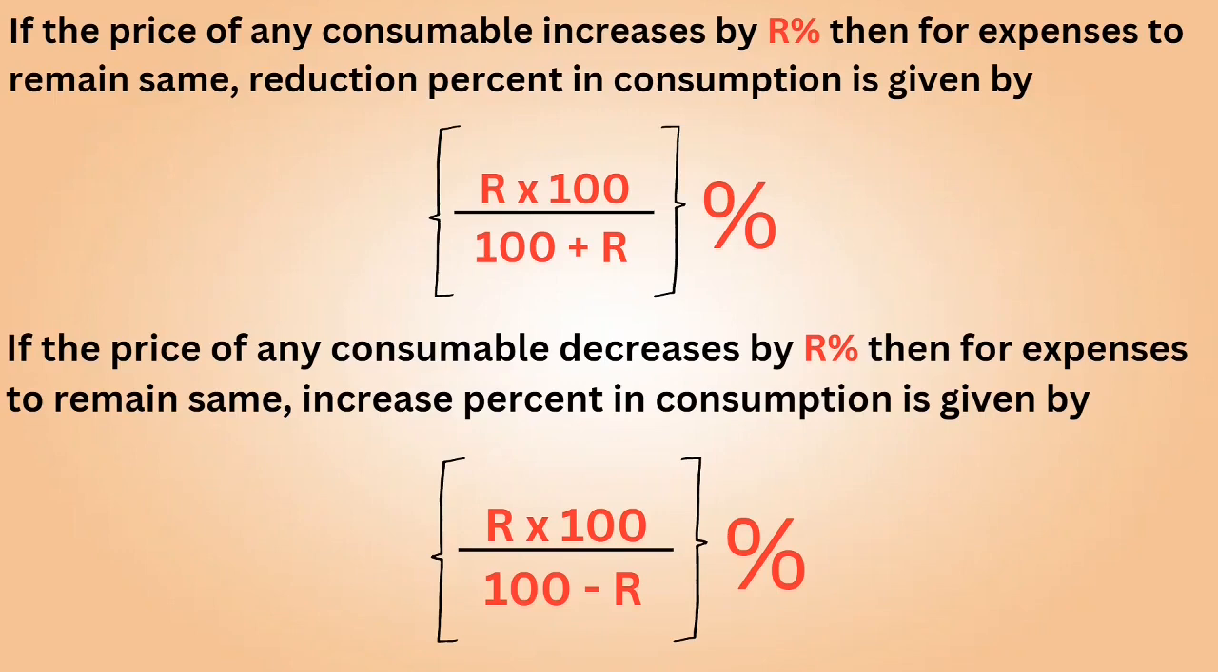In this formula, if rate of any consumable increases, then by putting the value of that increased percent, we can get the percent by which the consumption has to be reduced. Similarly, if the price decreases, then by what percent the consumption has to be increased so that the expenses remain the same. We will solve few questions using this formula and also using the short trick to solve the questions without using the formula.